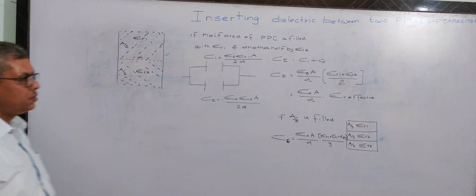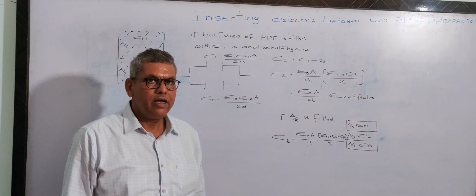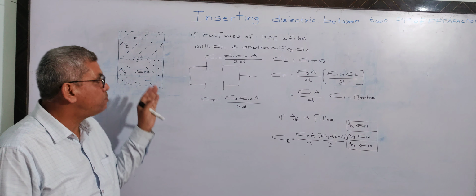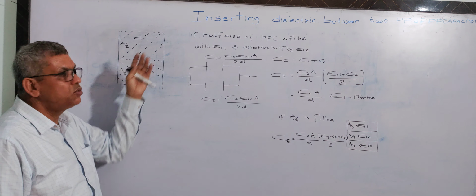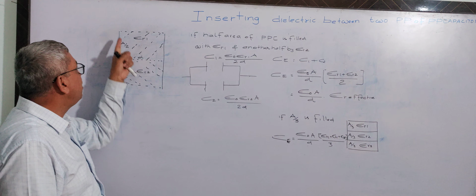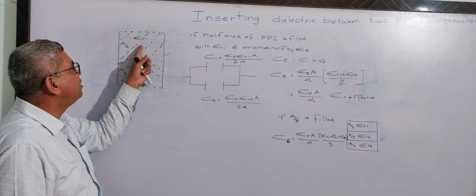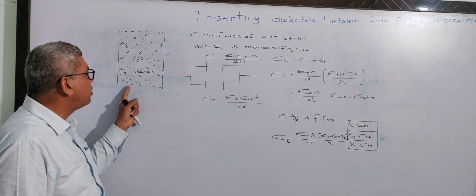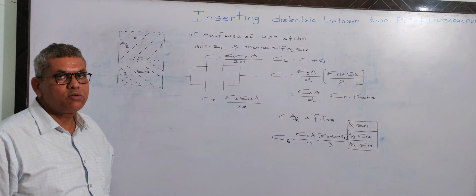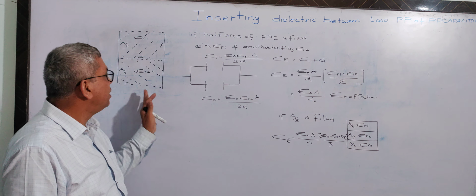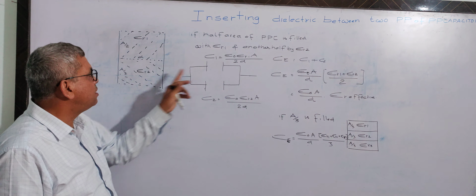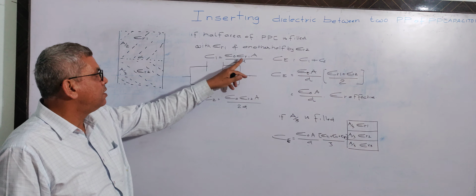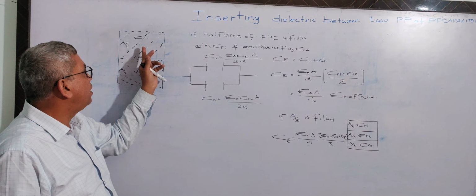Hello student, if the dielectrics are used not in series but in parallel, suppose half of the area of the two parallel plates is covered by the dielectric with dielectric constant epsilon r1 and half of the bottom area is filled by epsilon r2 dielectric constant, then I can say these are two capacitors having capacitance C1 as epsilon r1 times C air.